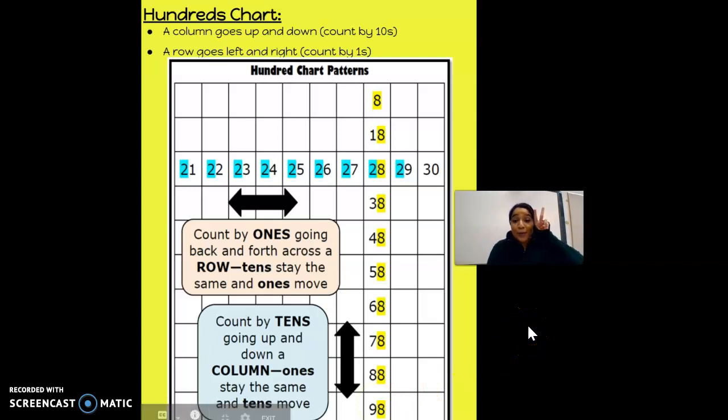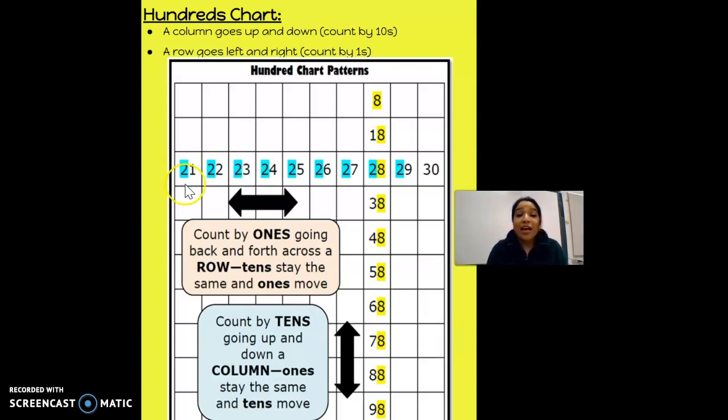Our second rule is our rows go left and right, left and right, left and right, and we count by ones. So when we are on our hundreds chart, we see our row going left and right. We are going to count by ones. And do you remember what place value stays the same when we are counting by ones? Yes, the tens place stays the same.